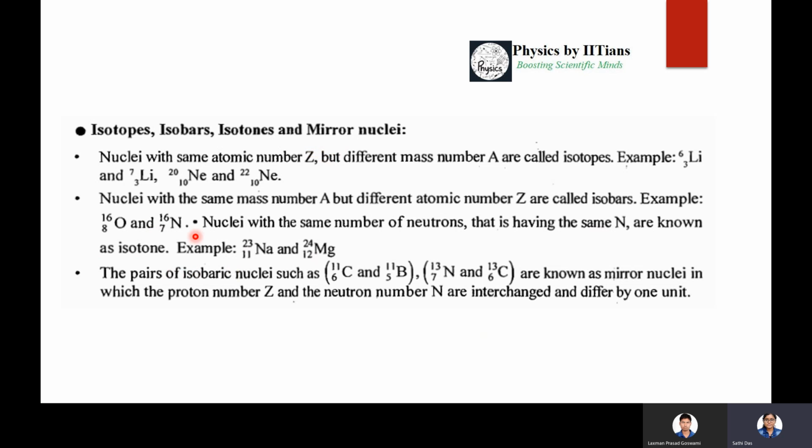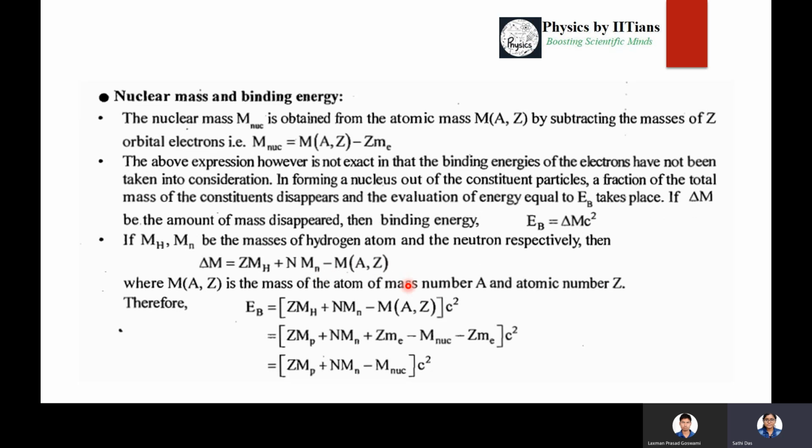And what are mirror nuclei? The pairs of isobaric nuclei such as 6C11 and 5B11, or 7N13 and 6C13, are known as mirror nuclei, in which the proton number Z and the neutron number N are interchanged and differ by only 1 unit. So here the proton number is 6 and the neutron number is 5. Here the proton number is 5 and the neutron number is 6. So they are interchanged and differ by only 1 unit. This type of nuclei are called mirror nuclei.